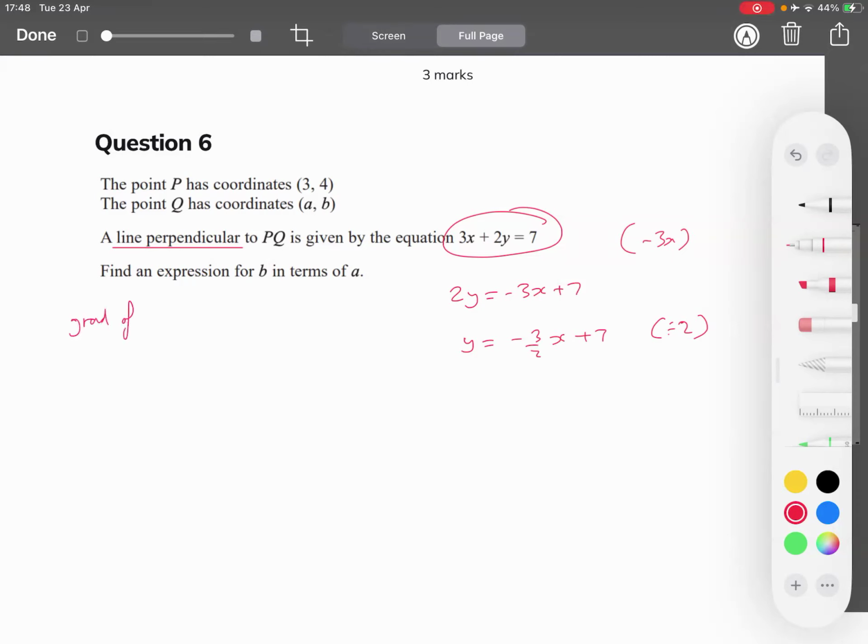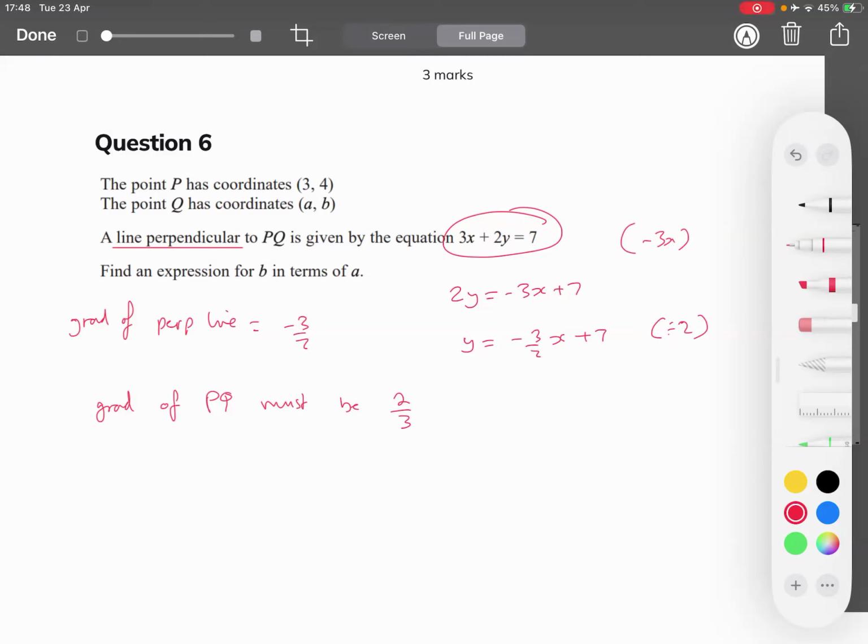Gradient of perpendicular line equals minus 3/2. What's the question asking for? The question is asking for A and B. So it's actually asking us to think about the gradient of AB, of PQ. So the gradient of PQ must be, what would it be? Oh, 2 divided by minus 3. No, minus 2/3. It's actually just 2/3. You flip it and you get rid of the minus. Okay, now this is the hardest bit.